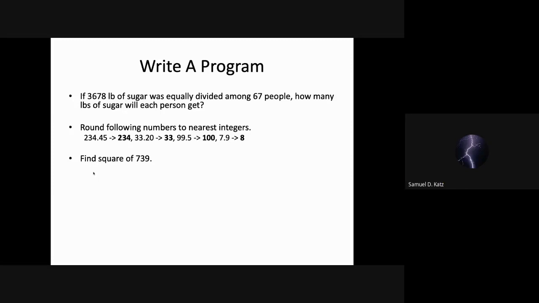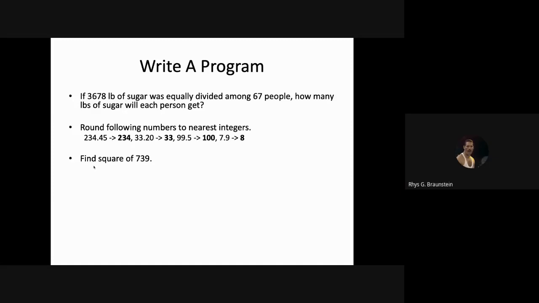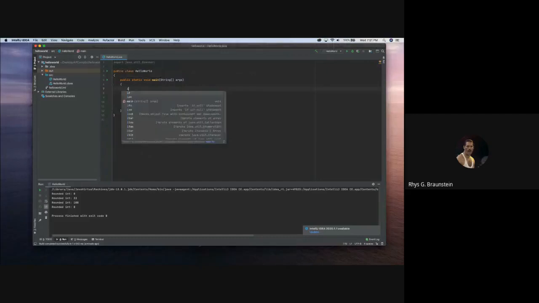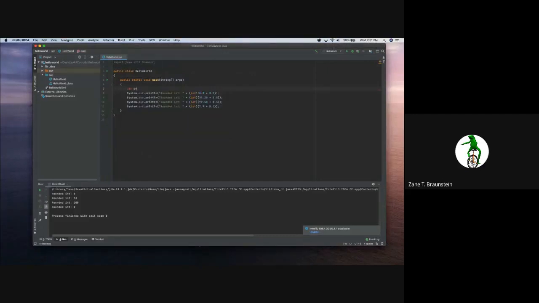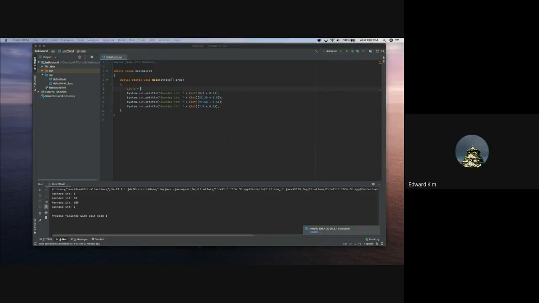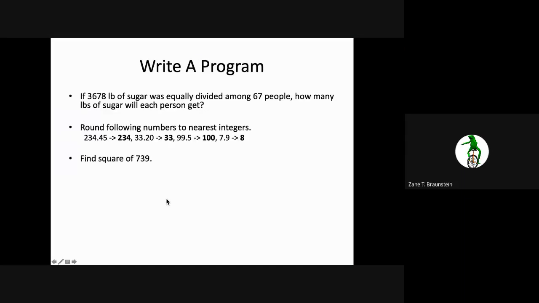You can multiply 739 by itself. Can you do a equals 739, and then a times a? No, that would get 739 squared. We want the square root. Wait, do you want square root or just square? I thought it was square root. Oh, it's just square. Okay, well then yeah, that's a lot easier.